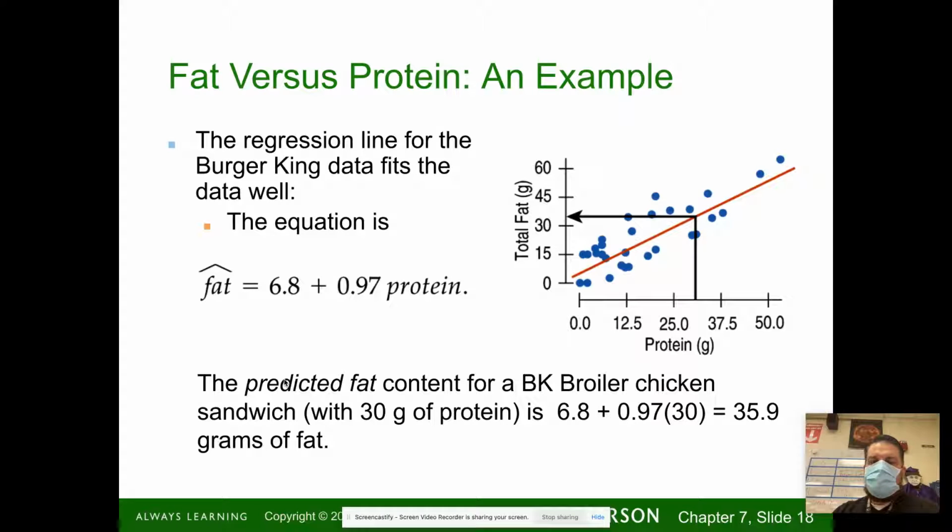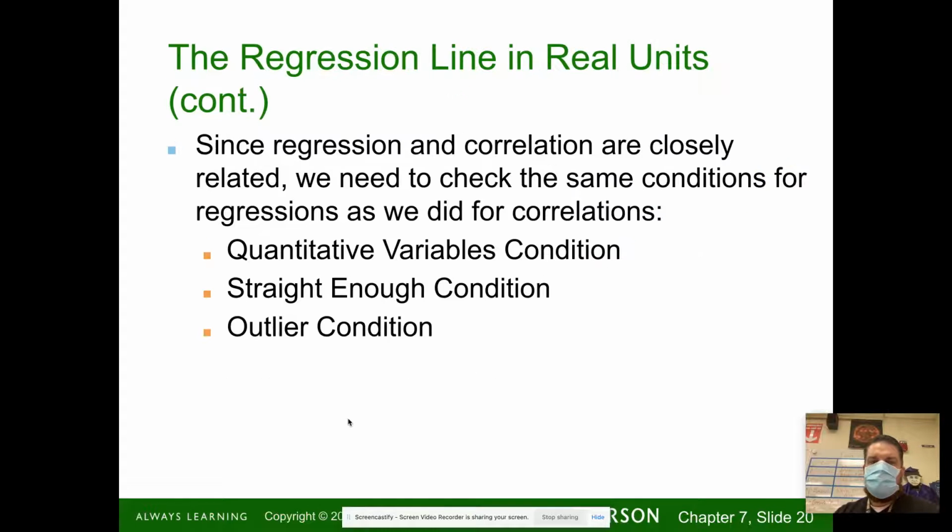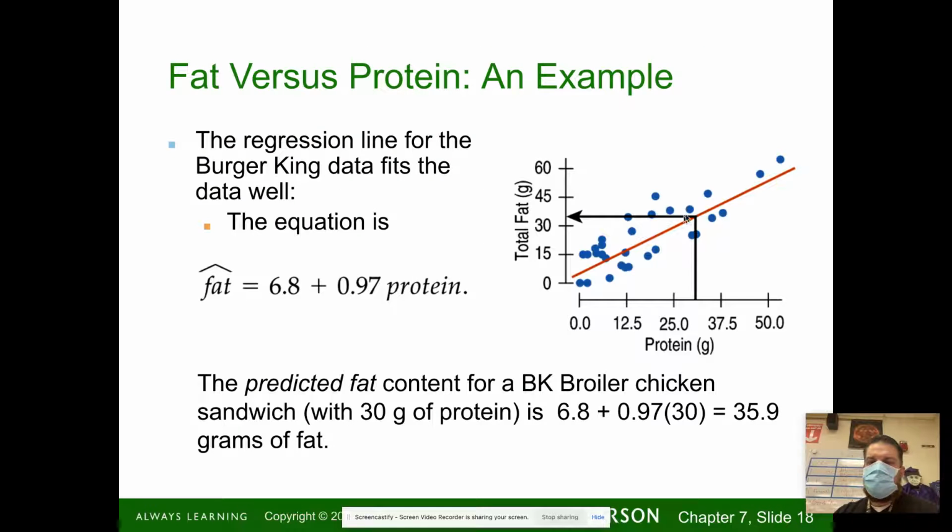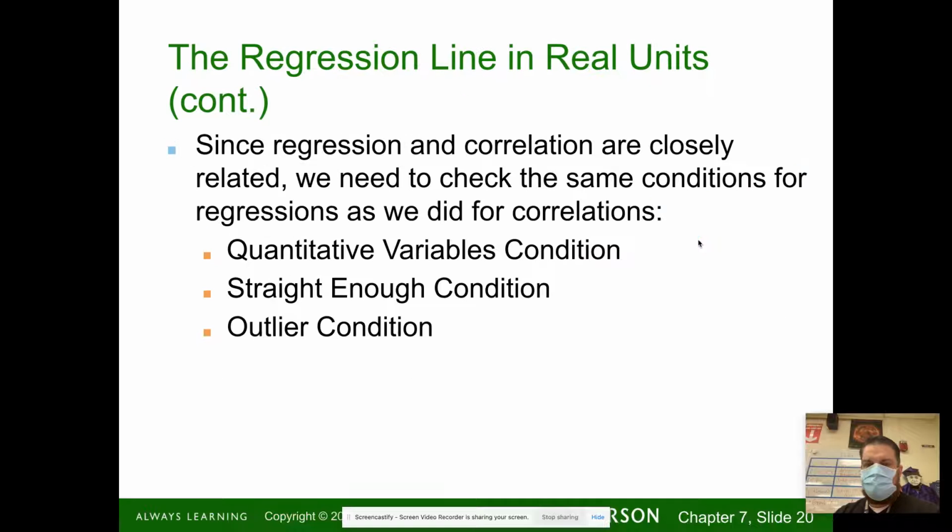So the predicted value of the fat content in the BK broiler sandwich with 30 grams of protein is, you just plug 30 into the equation. So you would say 6.8 plus 0.97 times the protein value, which is 30 grams, and that gives a predicted value of 35.9. Okay. And so the predicted value is 35.9, and then we found out it was actually a little bit lower.